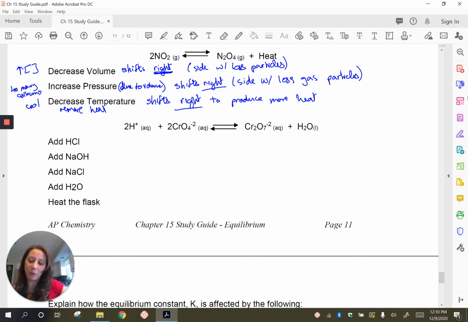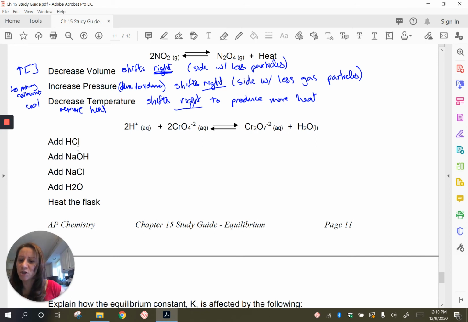Let's look at another example. So I have some protons here that I'm adding to chromate ions, and I'm forming the dichromate ion and some water. And these are a little bit trickier. They're not as straightforward. Let's look at addition of HCl.